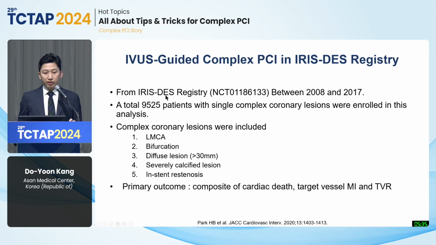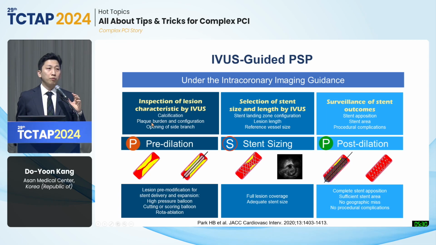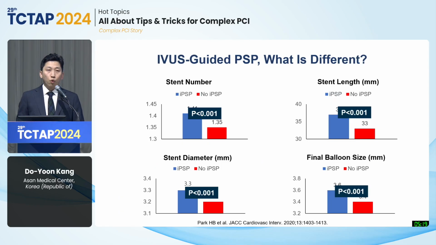In the IRIS-DES registry, we selected complex coronary lesions and divided the patients into those who underwent IVUS-guided PSP, predilation, stent sizing, and post-dilation, and those who did not. One-third of the patients undergoing complex PCI did the IPSP, and two-thirds did not. The IVUS-guided PSP group had a higher stent number, longer stent length, and bigger stent diameter with a bigger final balloon size.